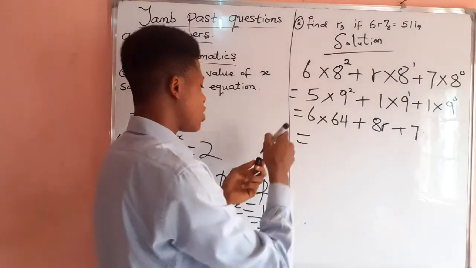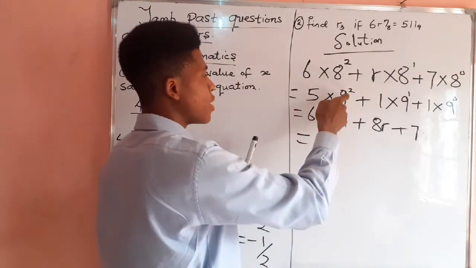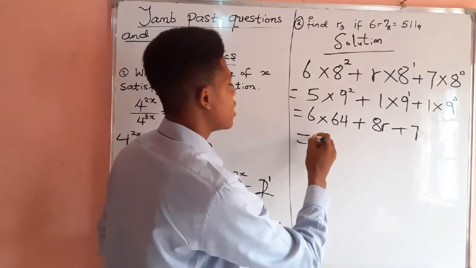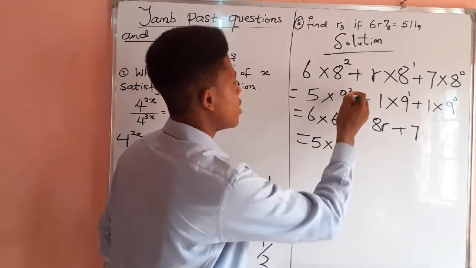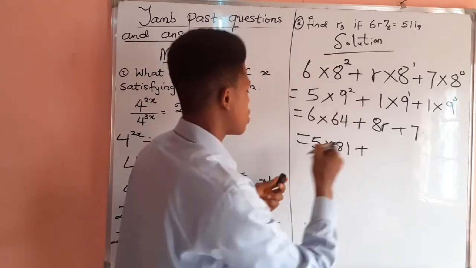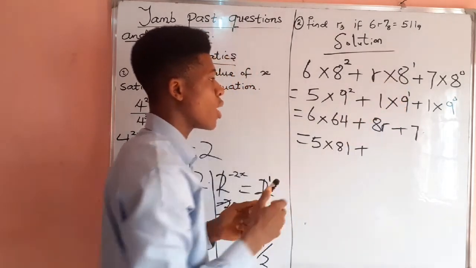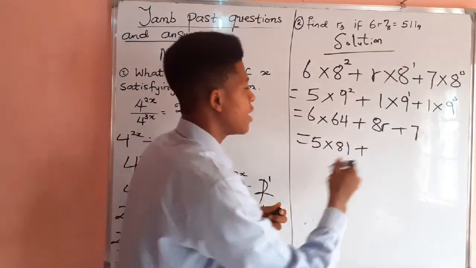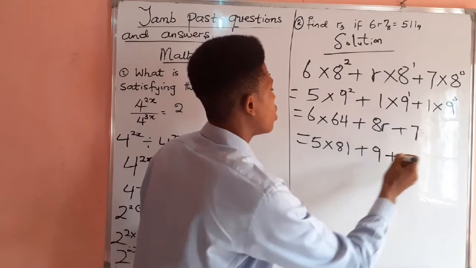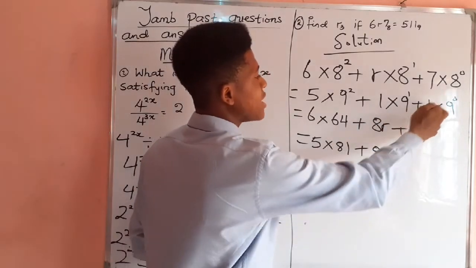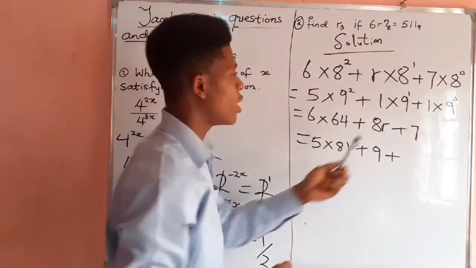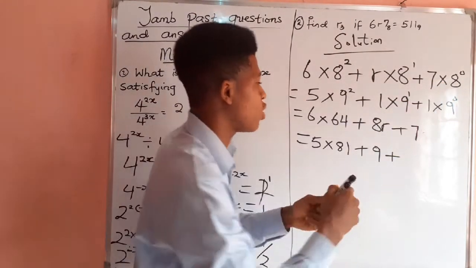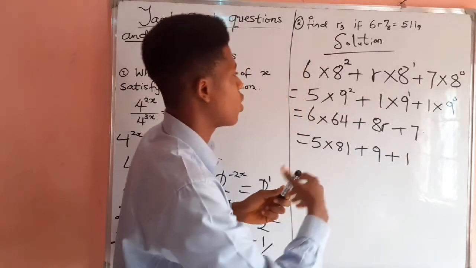5 times 9 raised to power 2. 5 times 9 raised to power 2 is 9 times 9, right? 9 times 9 will give us 81. So this is 5 times 81 plus 1 times 9 raised to power 1. 9 raised to power 1, of course, we know is 9. 1 times 9 gives us 9 plus 1 times 9 raised to power 0. 9 raised to power 0, like I told you, number raised to power 0 is 1. So 1 times 1 gives us 1. So just write 9 plus 1.